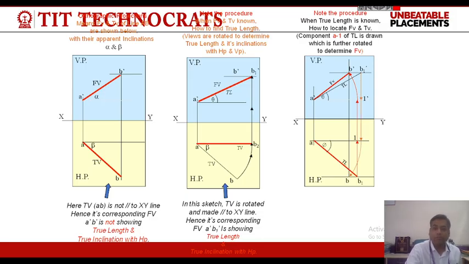After solving the problem, we can see that the final projections B dash and B lie on the same projector, which is parallel to both HP and VP.